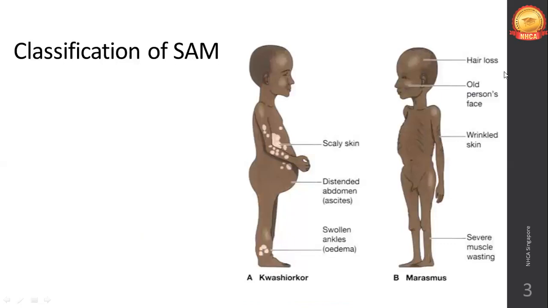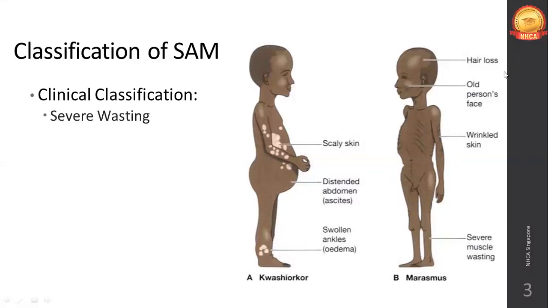So coming to the classification of severe acute malnourishment: marasmus, kwashiorkor, and marasmic kwashiorkor, that is based on clinical classification, clinical features. But based on the severity and the complications, that is another classification for severe acute malnourishment. First is severe wasting, that is marasmus. You can see here.